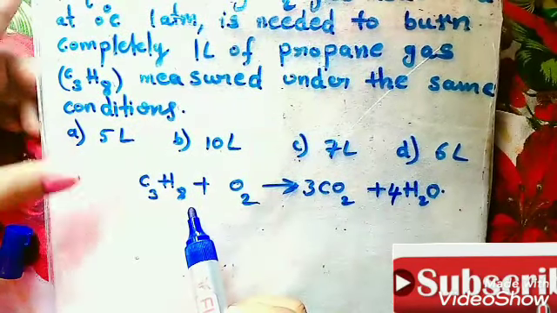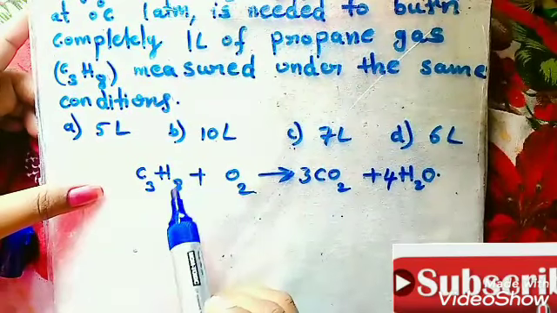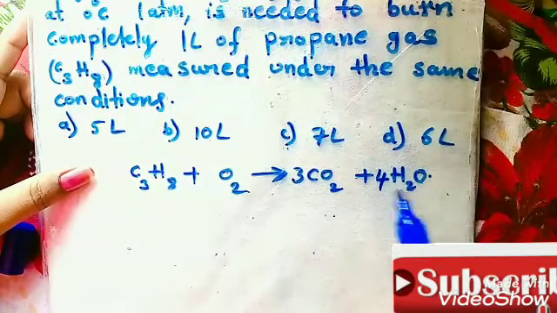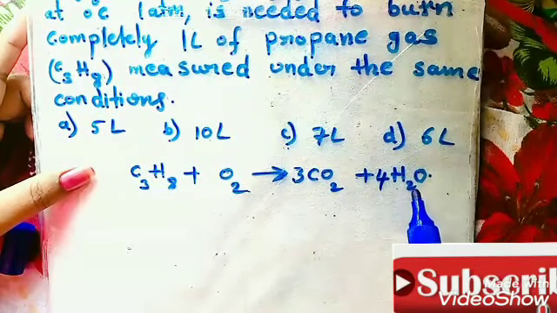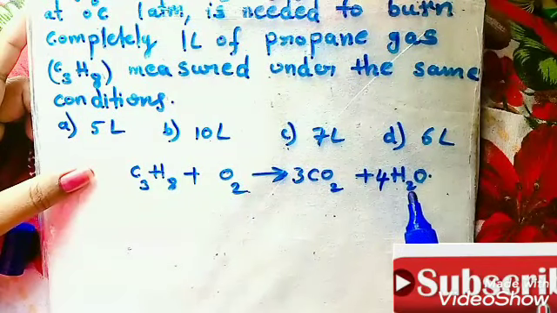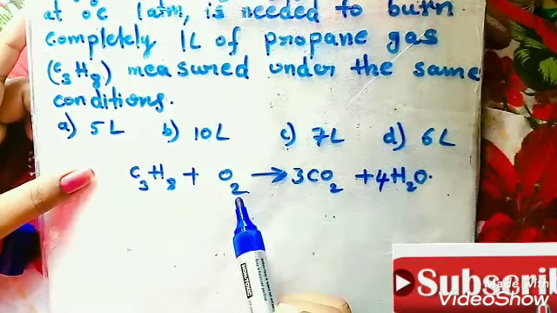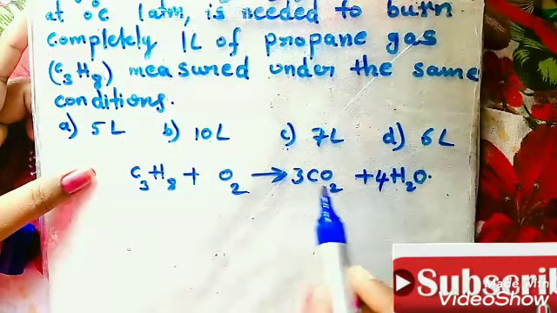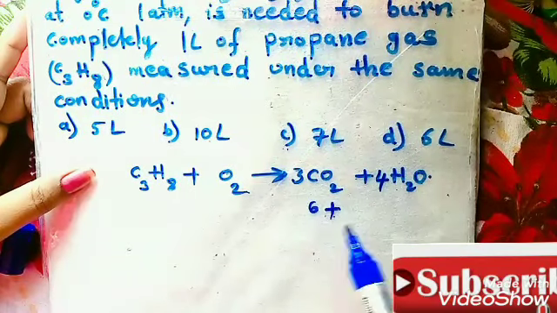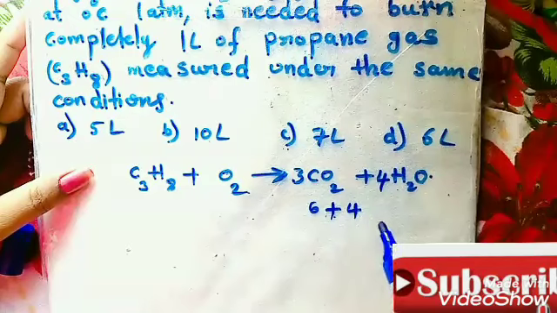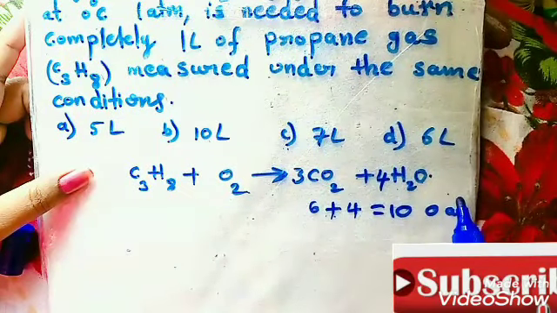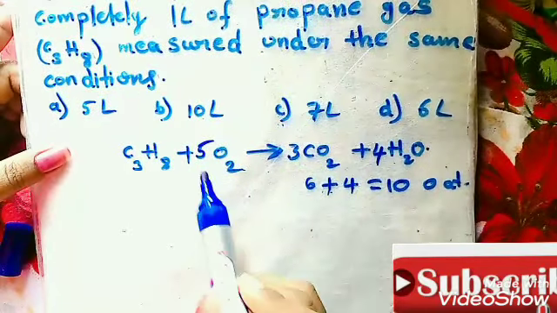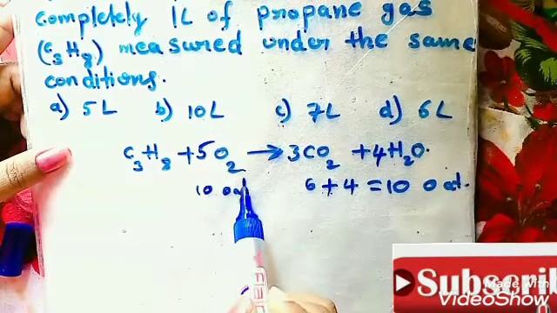And students, if you see the hydrogen atoms in propane, C3H8, the hydrogen atoms are 8. But here 4H2O means 4 twos are 8. So hydrogens are also balanced in this equation. If you see oxygen, on the reactant side only 2 atoms are present. On the product side, 3 twos are 6 plus 4, so 10 oxygen atoms are there. So if you place 5 here, then 5 twos are 10 oxygen atoms.